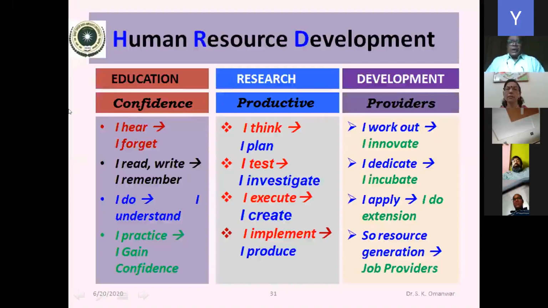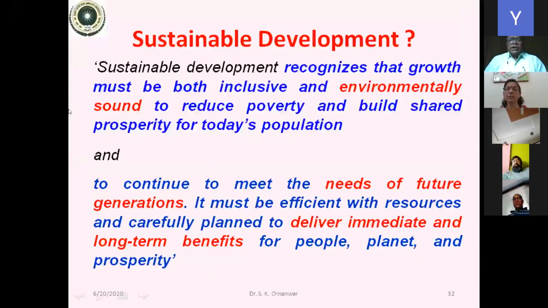Everything which we are doing is only for sustainable development. Sustainable development recognizes that growth must be both inclusive and environmentally sound to reduce poverty and build shared prosperity for today's population and to continue to meet the needs of future generations. It must be efficient with resources and carefully planned to deliver immediate and long-term benefits for people, planet, and prosperity. That is what is called sustainable development.